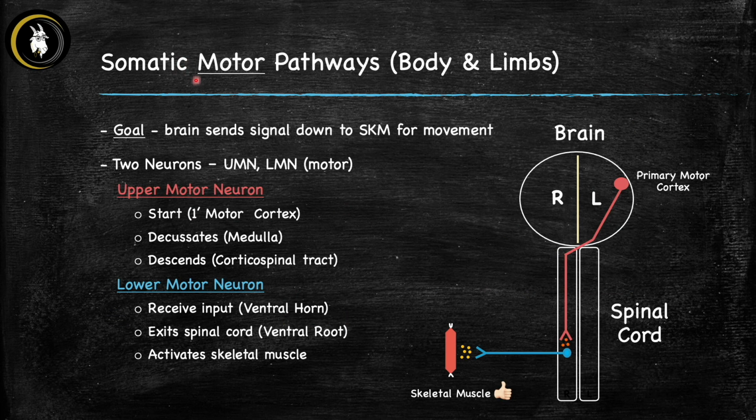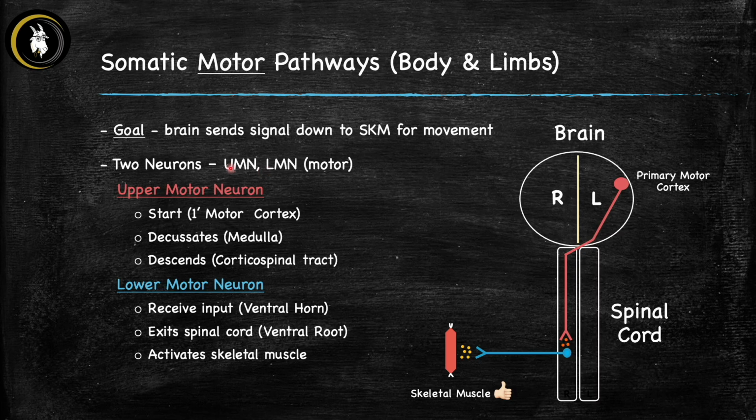So let's start with the somatic motor pathway. So remember, somatic is our voluntary nervous system, motor is for muscle movement. So the goal of this pathway is for the brain to send a signal down to our skeletal muscle for voluntary movement. Now the way that the signal gets sent all the way down is through a relay mechanism using two neurons. So the somatic motor pathway is also called the two neuron pathway. Since these neurons are for carrying out motor action, these are both known as motor neurons.